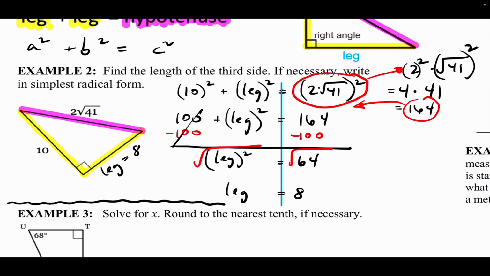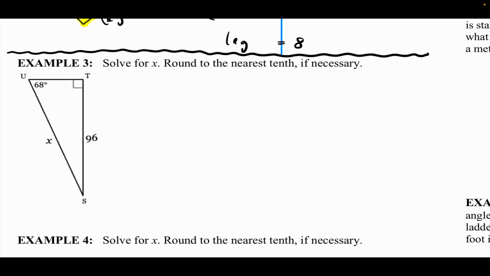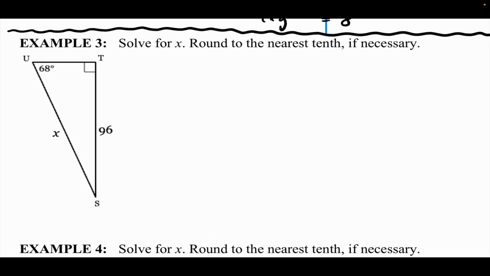Okay, so let's go to number 3. I've got to find the length for x. I've got to figure out what this is equal to. So I know that this is a side. This is a side. And this is the hypotenuse. I can use Pythagorean theorem when I know 2 of the 3 sides. Do I know what 2 of the 3 sides are? I only know 1. So I can't use Pythagorean theorem right now.